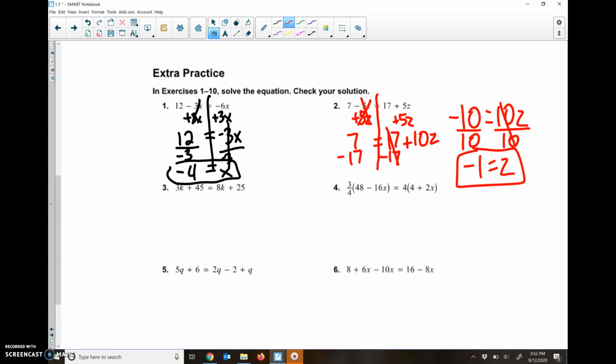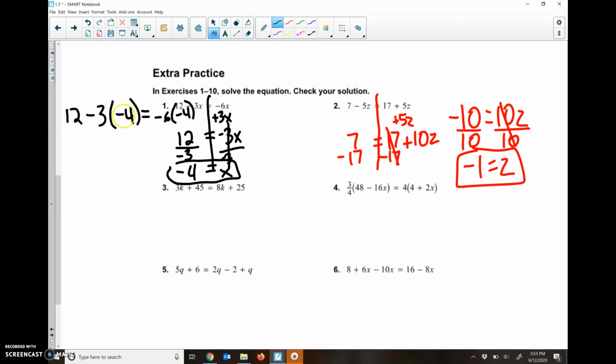And then remember, we could be going back in and plugging these in to make sure that they work. So let's look at these first two. If I have negative 4 as my x, so I have 12 minus 3, and we think x is negative 4. And that equals negative 6 times x is negative 4. We'll see if that's true.